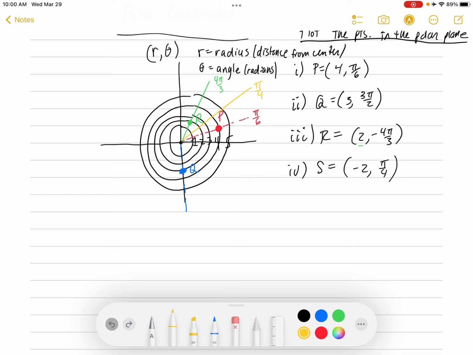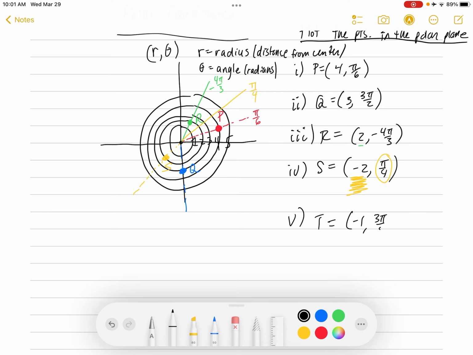So again, I'll go over that. First I go pi over 4. I'm starting with my angle right here of pi over 4. But since I have a negative radius, I've got to go to the opposite side of the circle, which is down in quadrant 3, and I'm going to go 1, 2. So I'm going to end up there. There we go. That's S. All right, so be careful about those negative radii. You've got to flip them to the opposite side.